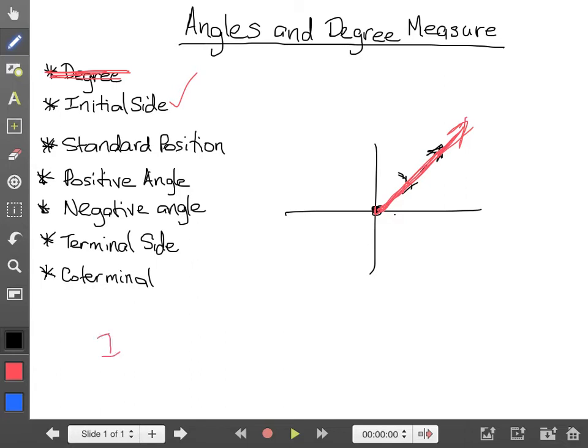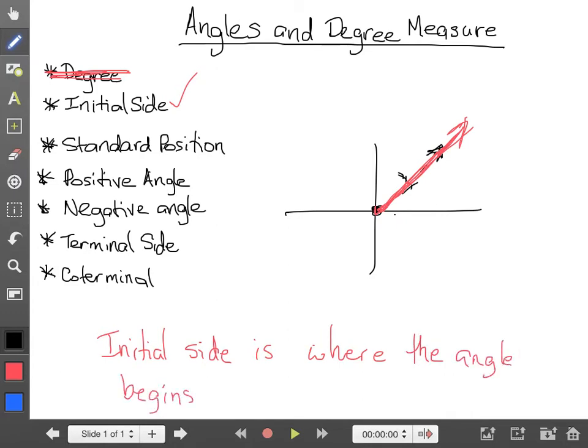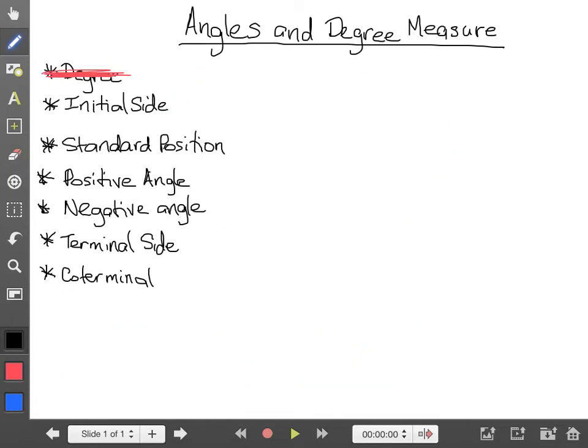So we can write that down. The initial side is where the angle begins its rotation. All right, so that's the initial side, so now we know what that is. All right, so now we know what the degree is, what the initial side is. Now it's time to look at what our standard position is.